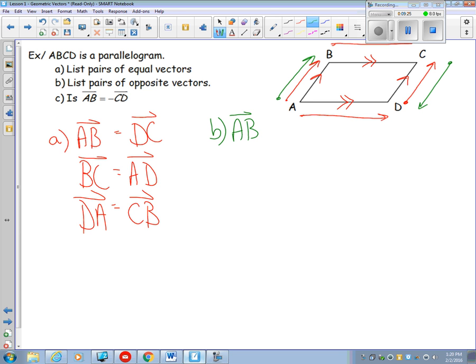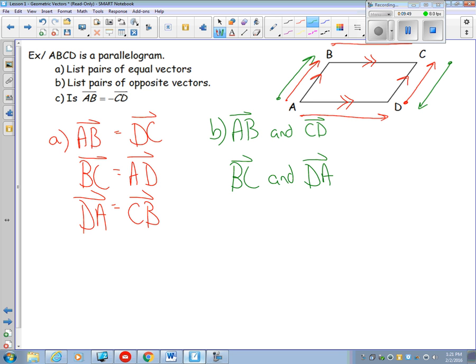That would be this one, right? Same size but opposite direction. So we'd say AB and, order matters here, CD. And the heads and tails are in opposite spots. I could say BC. Well, BC's opposite B, D, A. And again, I could repeat some of these, but that's the idea.